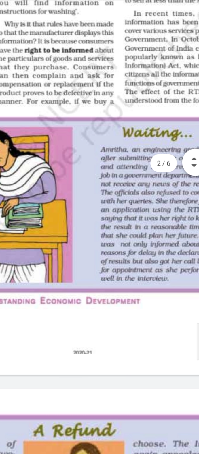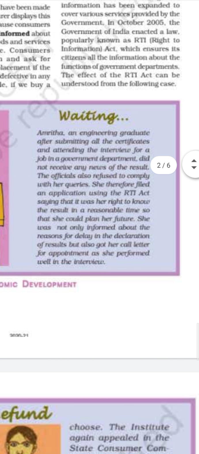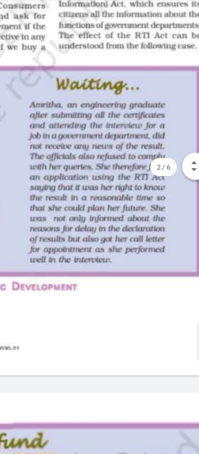It was a case, I will just read it. Amrita, an engineering graduate, after submitting all the certificates and attending the interview for a job in a government department, did not receive any news of the result. The officials also refused to comply with her queries. She therefore filed an application using the RTI Act, saying that it was her right to know the result in a reasonable time so that she could plan her future. She was not only informed about the reasons for delay in the declaration of results, but also got a call letter for appointment as she performed well in the interview.